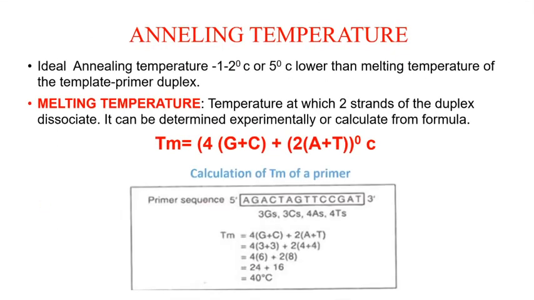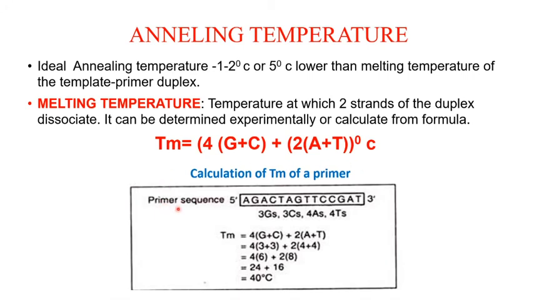Let us learn about annealing temperature. The ideal annealing temperature is 1 to 2 degrees, or 5 degrees, lower than the melting temperature of the template-primer duplex. What is melting temperature? The temperature at which two strands of a duplex dissociate is known as the melting temperature, and it is very important in the primer designing process. It can be determined experimentally or calculated from the formula Tm, the melting temperature, equals 4 times (G plus C) plus 2 times (A plus T) degrees Celsius.